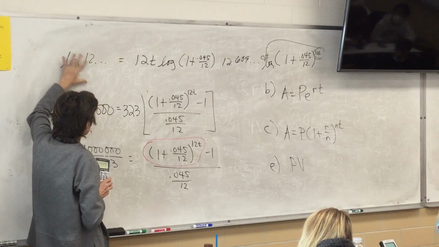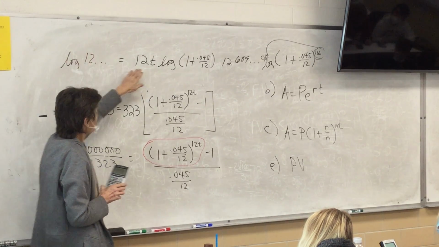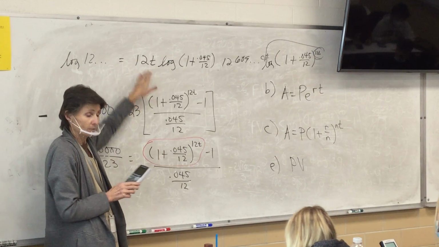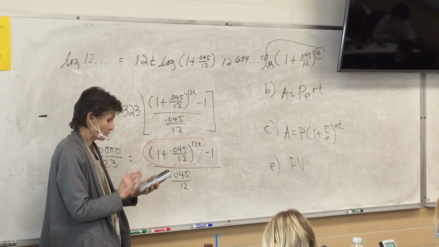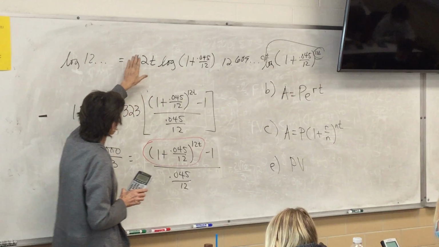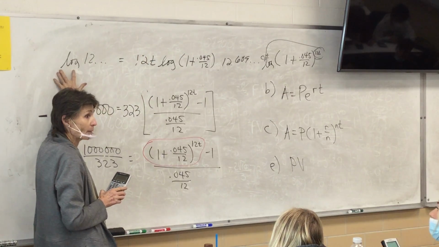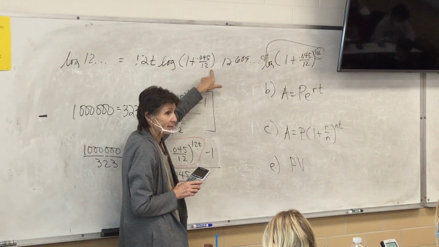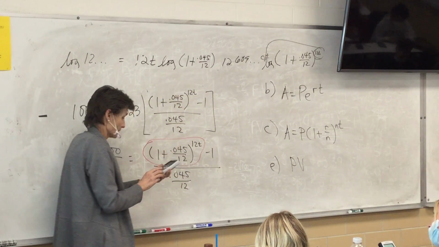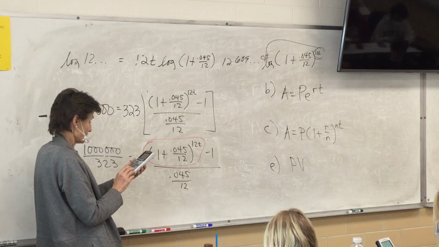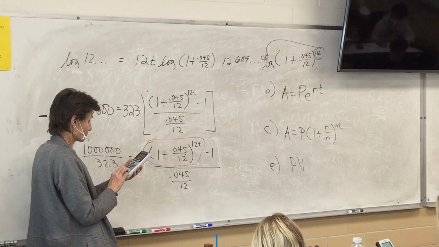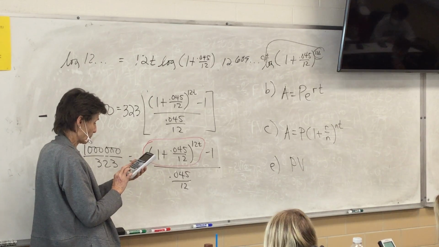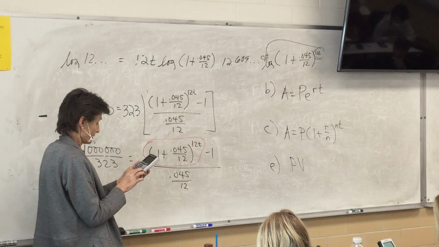So now I've got this. So now I need to divide by the 12. So just divide it by 12 equals. Okay, so now this is gone because I divided by 12. And now don't I need to divide by this? So divided by log 1 plus 0.045 divided by 12.